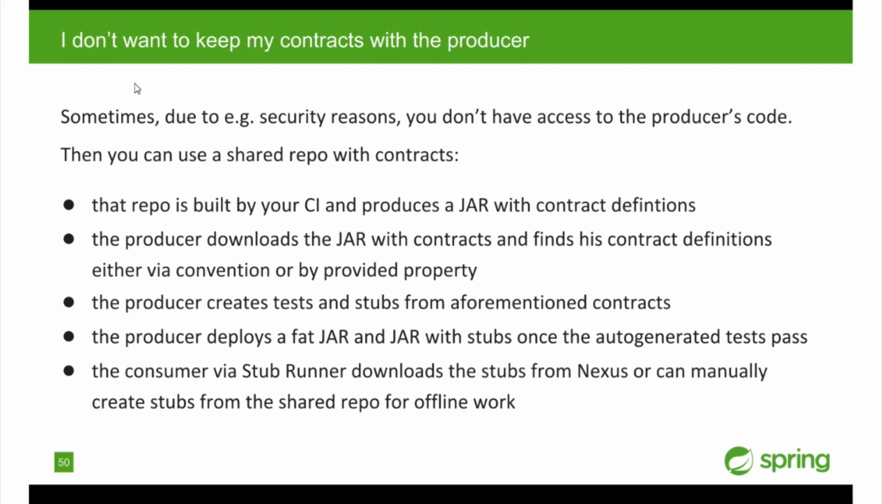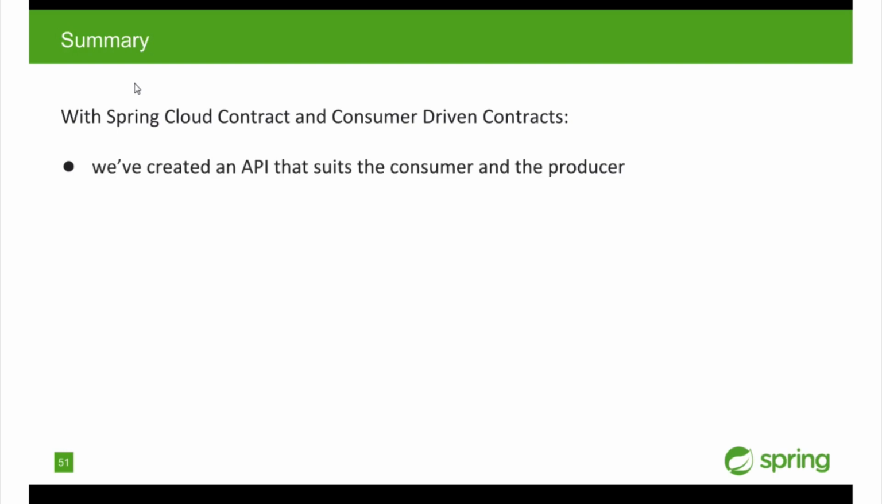Summary. So what did we achieve with Spring Cloud Contracts and consumer-driven contracts? So we've created an API that suits the consumer and the producer. Like both sides are happy. Expectations were defined by readable contracts, which means that the BAs can read those files, those contracts. Also, you have that description field there where you can provide arbitrary text.